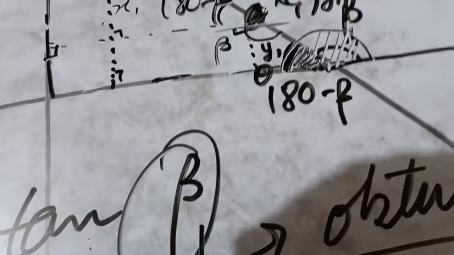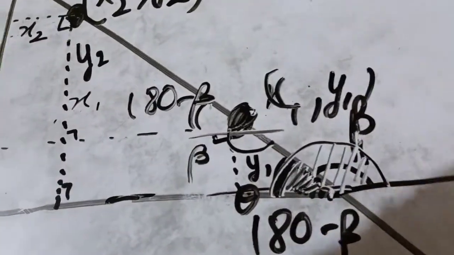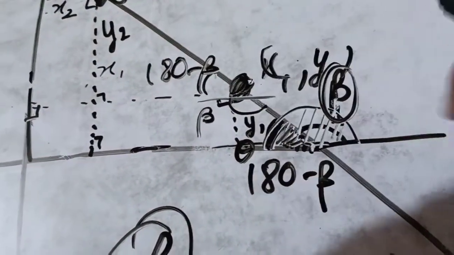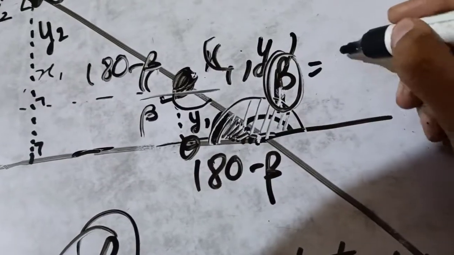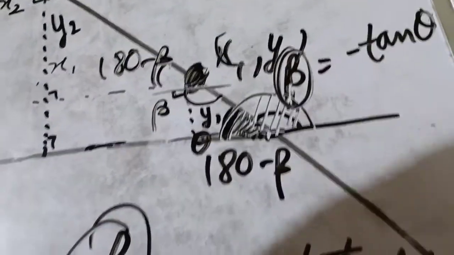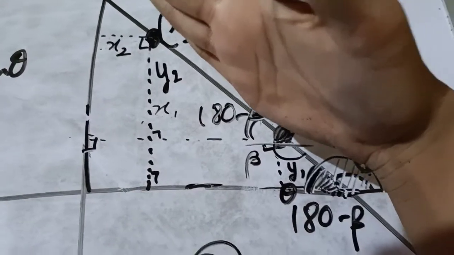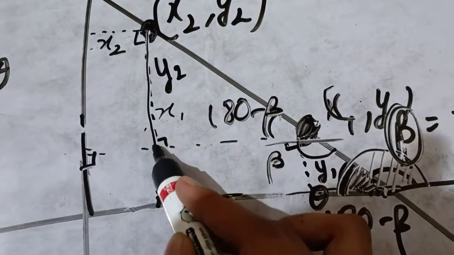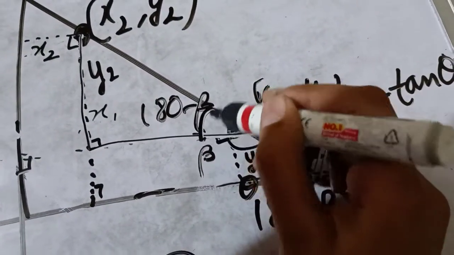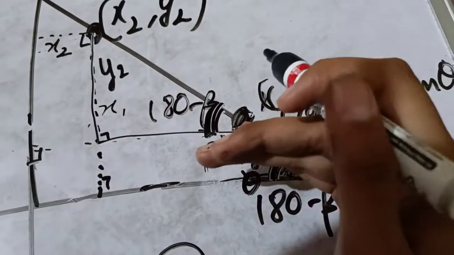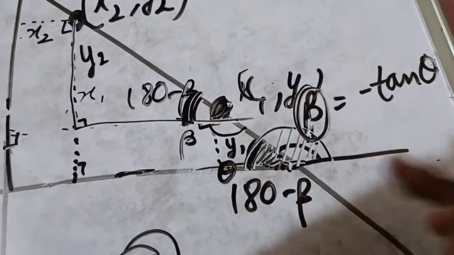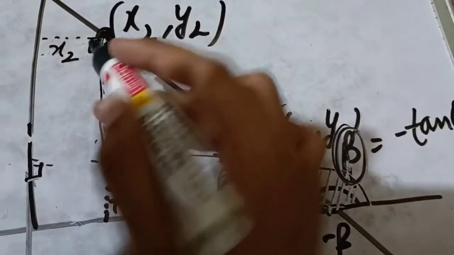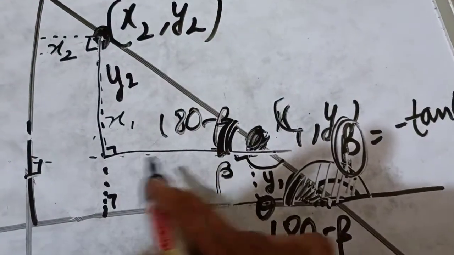Is it clear? Now what I need to tell you is that tan beta is equal to negative tan theta. So first of all, think about what the slope of this will be. You know that to find the slope you need to know tan beta, and this tan beta is equal to minus tan theta. So first of all you need to state this line divided by this line. What is this line?